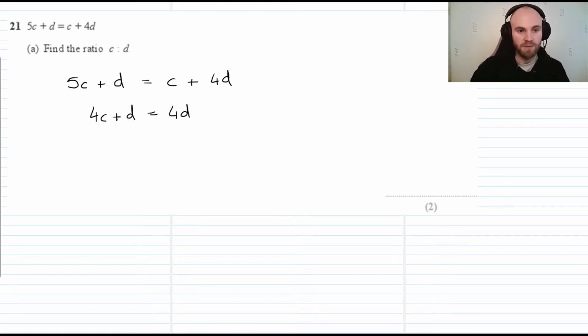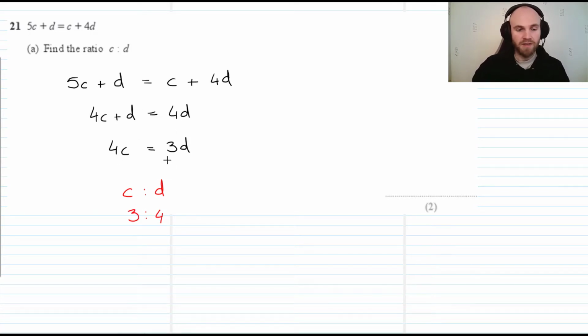I'm going to subtract d from both sides to get 4c equals 3d. And at this point, with regards to the ratio, you may be thinking, well, c must be 4 and d must be 3. But actually, we need to flip these over. So what we're really going to have is c to d. It's not going to be 3 for d, it's going to be 4. I'm going to flip it. And for c, it's not going to be 4, it's going to be 3.